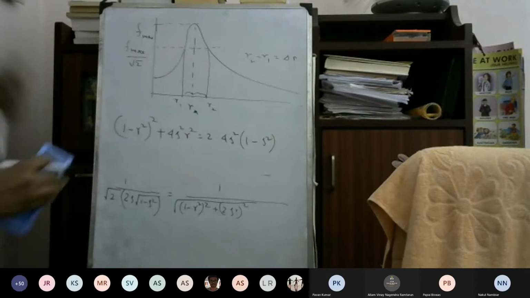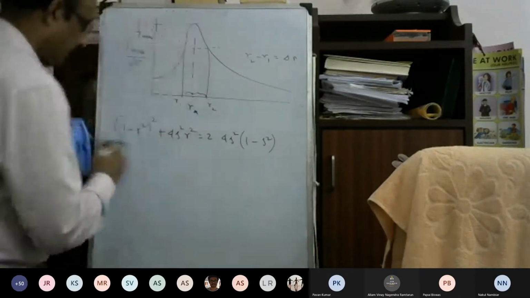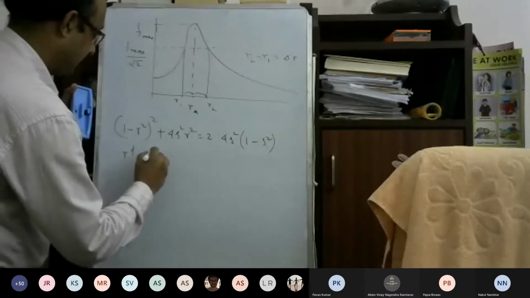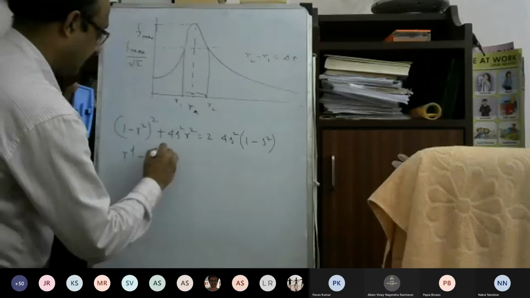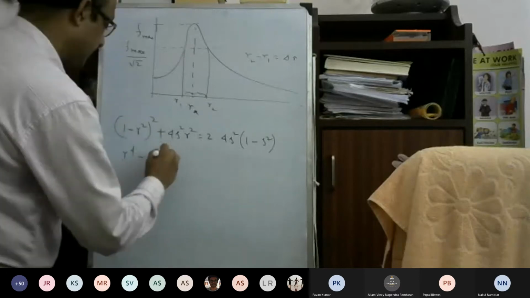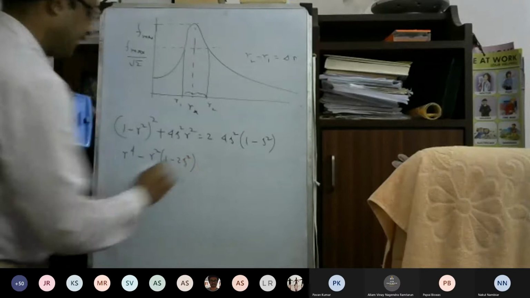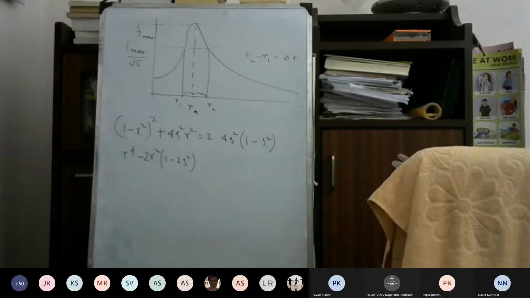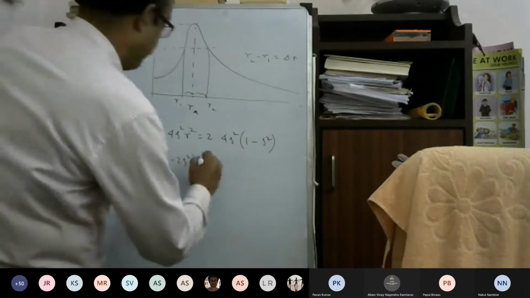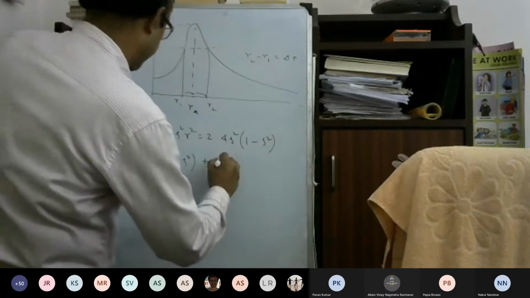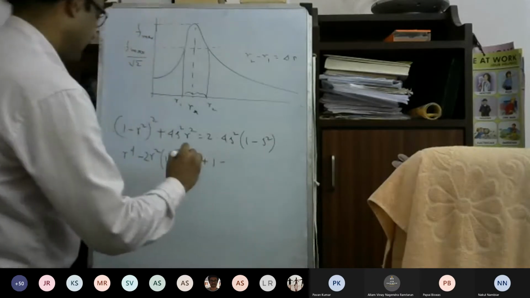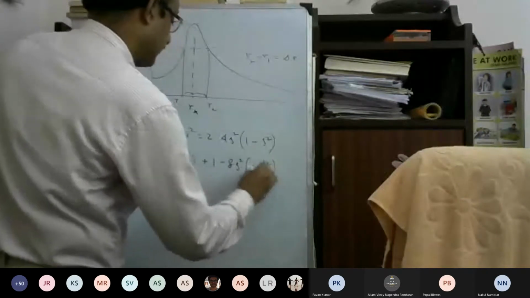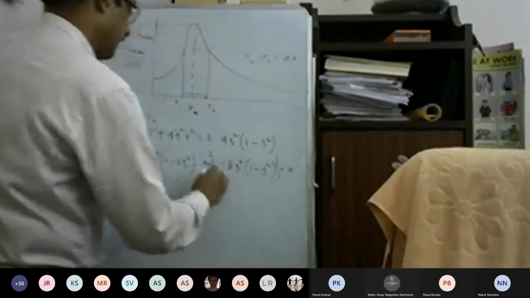So I have here r to the power 4 minus r square times 2, so therefore, 1 minus 2 zeta square times 2 r square, this is 1 minus 2 zeta square, plus 1 minus 8 zeta square 1 minus zeta square equal to 0.